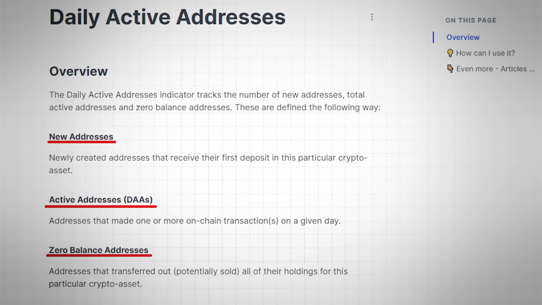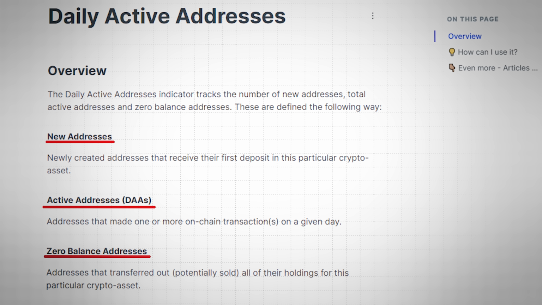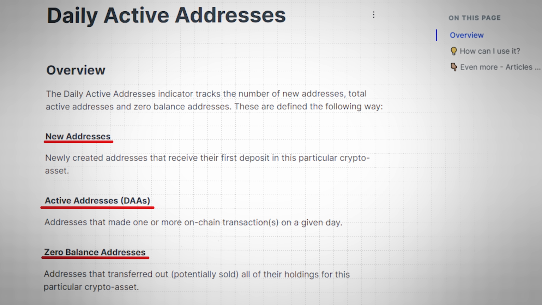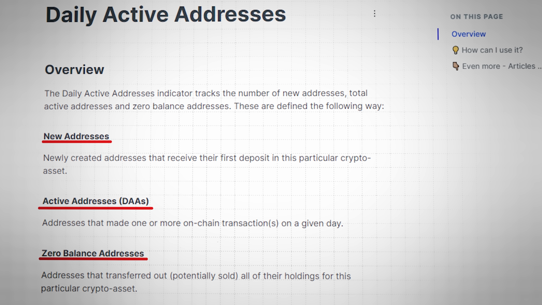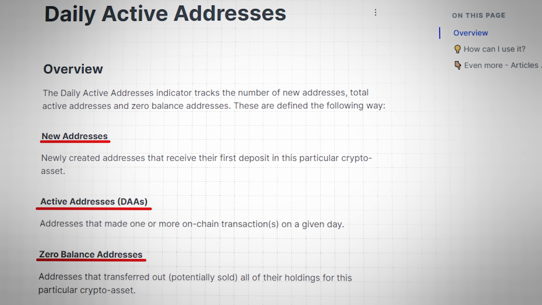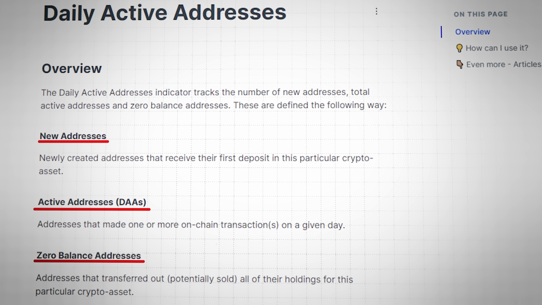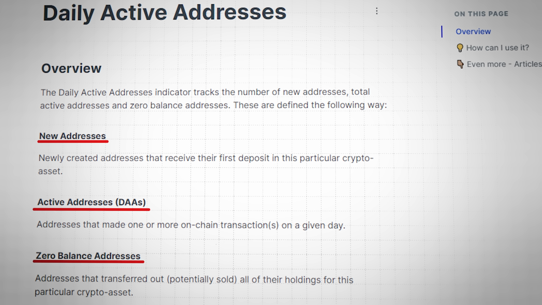Now, active addresses aren't just a homogeneous blob of data. We can break them down further. We can look at new addresses being created, the total number of active addresses, and even addresses that have gone back to zero balance. Normally, new and zero balance addresses rise and fall together, but when they don't, it might tell us about the market's mood swings, whether it's bullish or bearish.